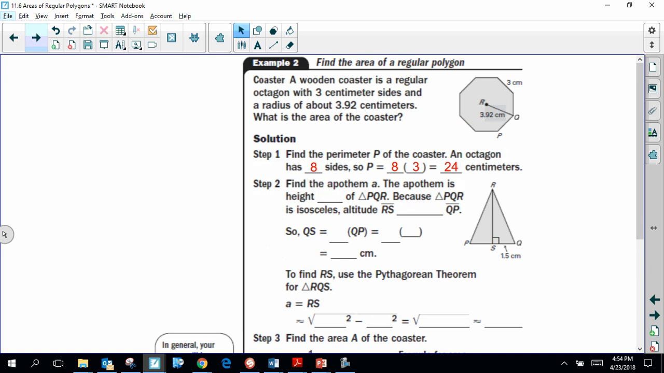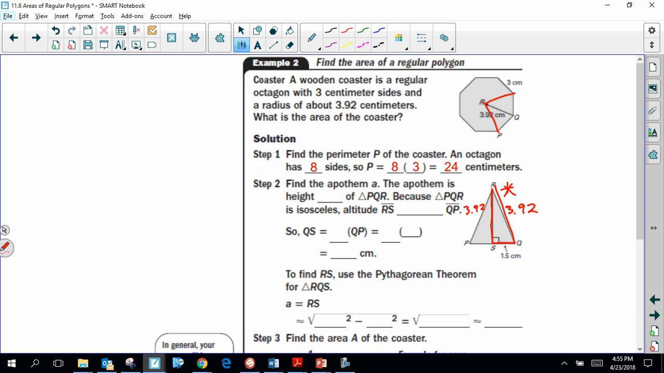Now, I want you to pay attention to the triangle that's right here. That triangle is found by taking 2 radii. RQ is a radius of 3.92, and so is RP. RP is a radius of 3.92. Ultimately, for every regular polygon that we evaluate to find the area of, it's really going to be based off of one of the right triangles contained between the 2 radii. So that's really what we're going to be looking at.